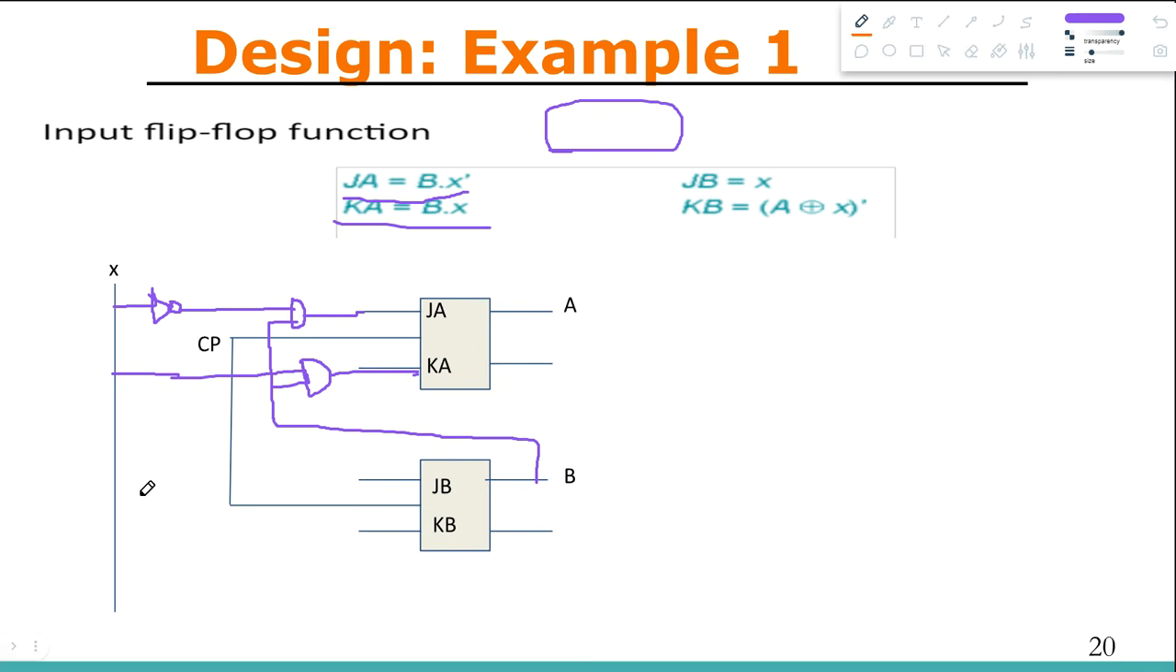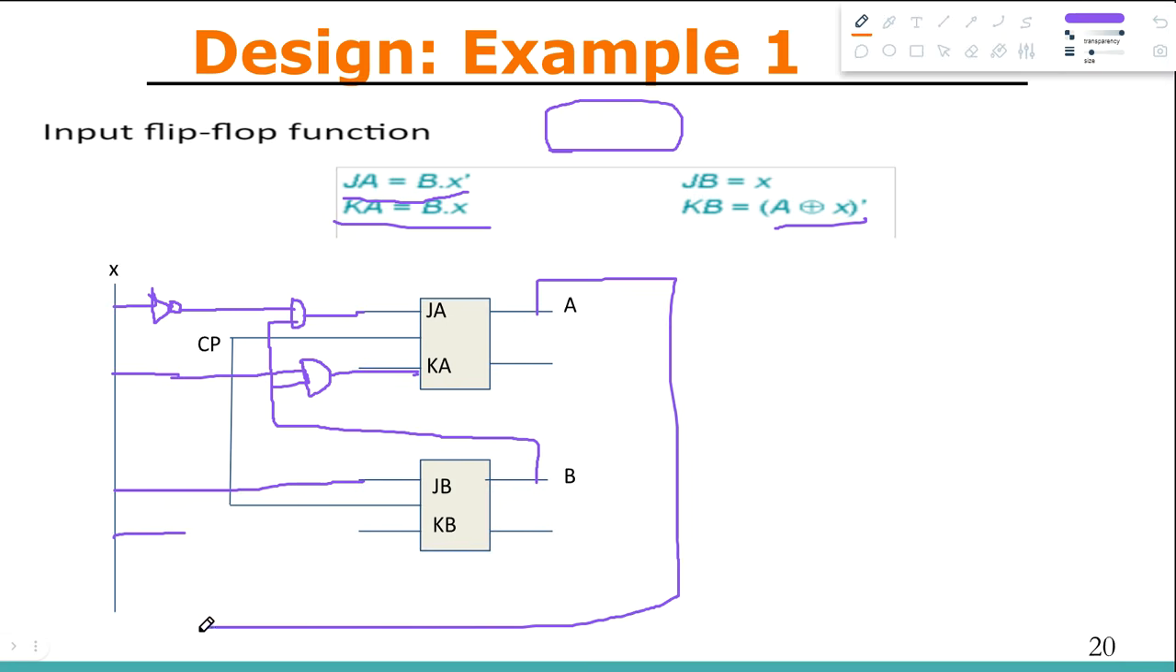Then JB equals X, so X can be directly connected to JB, and finally KB equals A XNOR X. So X can come from here, and A is available here, so I can just take a connection from A, and then I can just use an XNOR gate. Alright, this is an XNOR gate, and then I can connect it to KB. So this is the whole circuit, the final circuit that we are trying to derive from the state diagram.